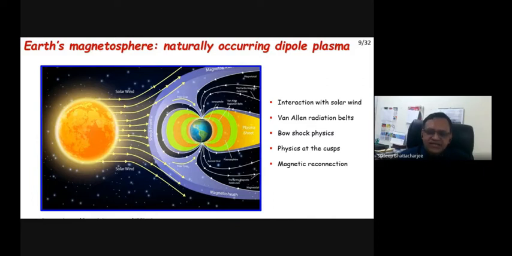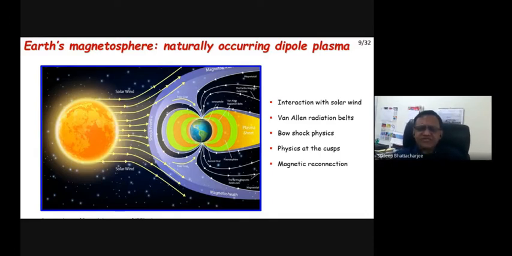And these unique radiation belts you can see in the green color, they are called Van Allen radiation belts. So this is a very naturally occurring dipole plasma, and it makes our study all the more interesting, because such plasmas show a natural confinement even in our planetary magnetosphere.